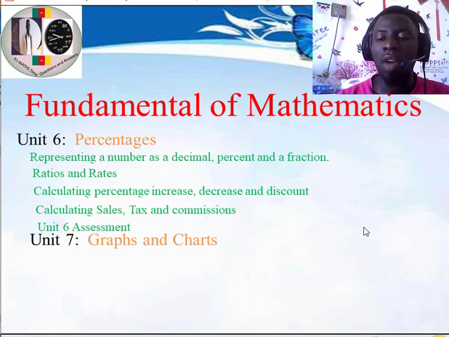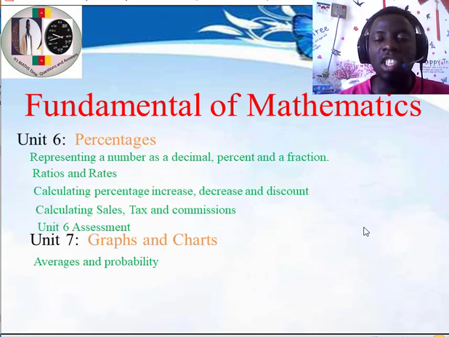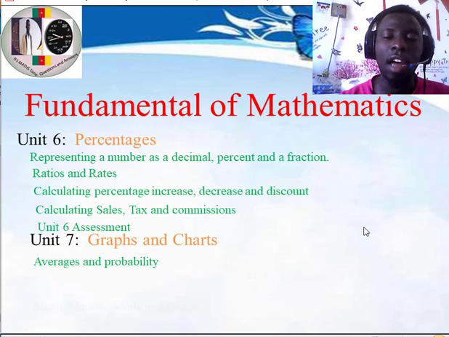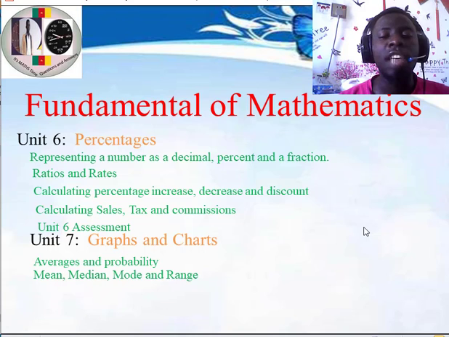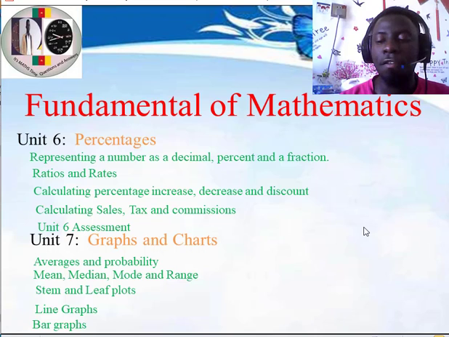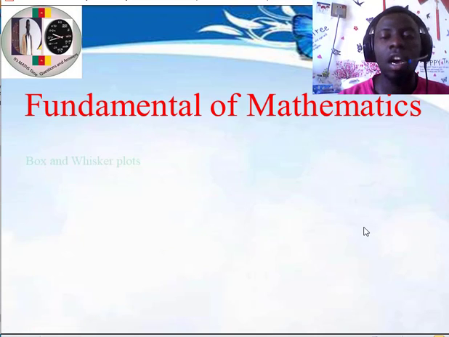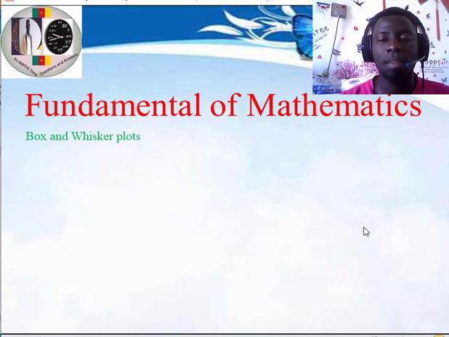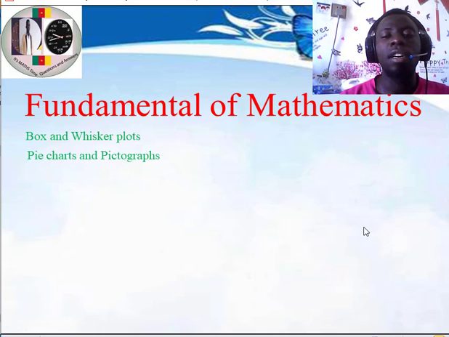So under this part, we are going to be talking about average and probability, and then we'll talk about mean, median, mode, and range. From there, we'll be talking about the stem and leaf plots and how to interpret these stem and leaf graphs. From there, we'll pick another graph which we'll call the line graphs and how to interpret it. Then we'll talk about the bar charts. From the bar charts, we'll talk about things like box and whiskers plot. Then we'll talk about the pie chart and the pictographs.